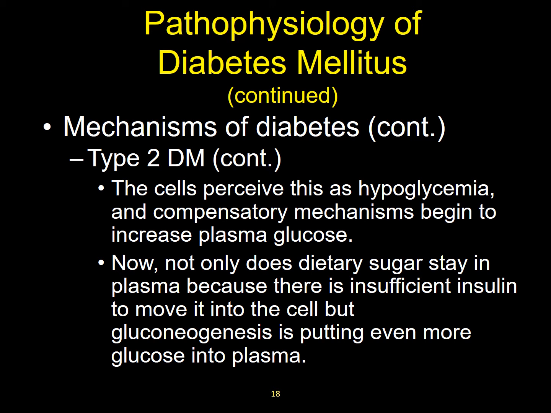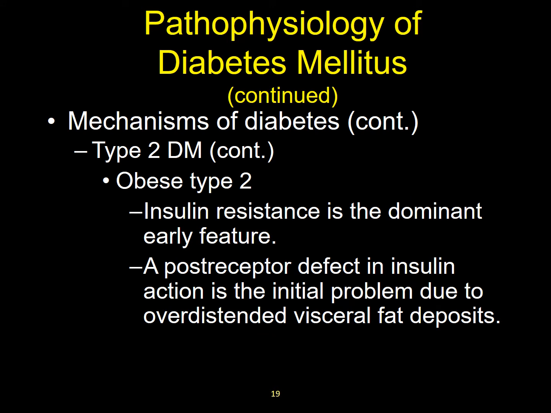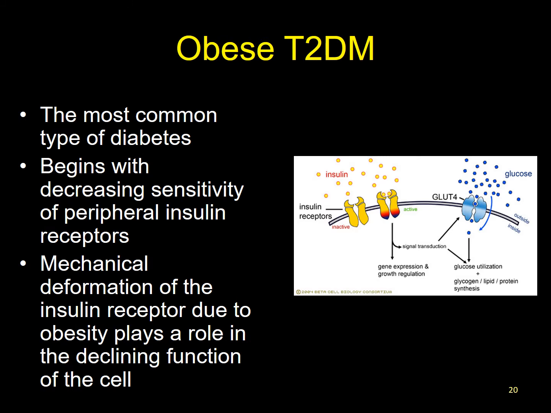Now, not only does dietary sugar stay in plasma because there's not enough insulin to move it into the cell, but gluconeogenesis is putting even more glucose into plasma. I hope you can get a sense of what's going on here. Insulin resistance is the dominant early feature. A post-receptor defect in insulin action is the initial problem due to over-distended visceral fat deposits. I'm just going to go along with the slides here and then try to put it together at the end of the discussion. Yep, obese type 2 diabetes, it is the most common one.